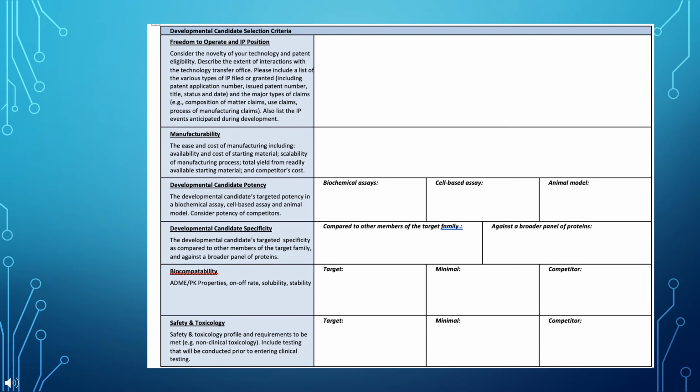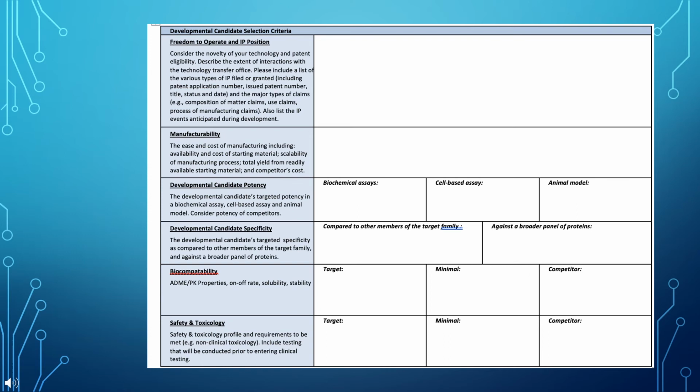So continuing on in therapeutic TPP, you want to talk about your freedom to operate within the space of your development. That may be the design of an aptamer, it may be the family and class of small molecules, it may be the development of an antibody and its intended use. Underneath that, manufacturability, how you intend to develop your therapeutic. Beyond that, the development candidate potency, how you measure potency in terms of some functional outcome related to the application of your therapeutic in a representative assay. It could be an animal model or a cell-based model or a biochemical assay.